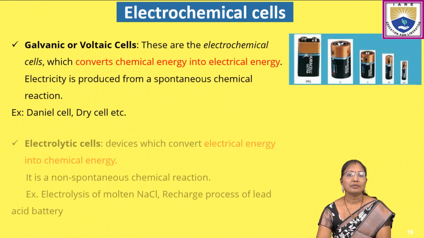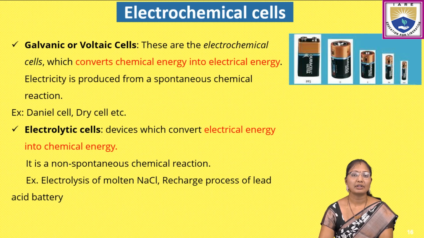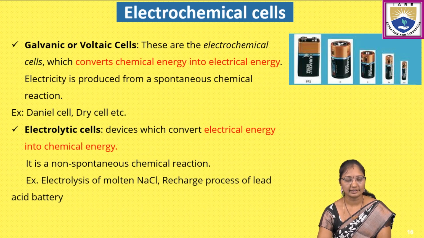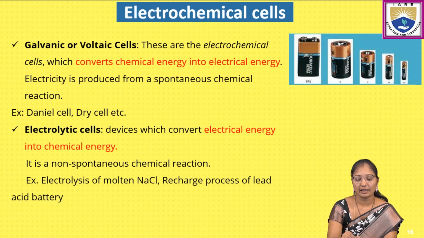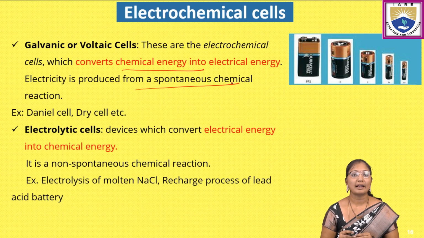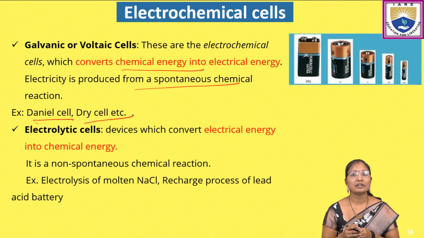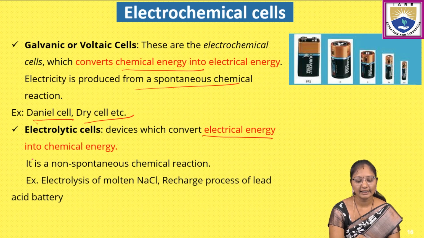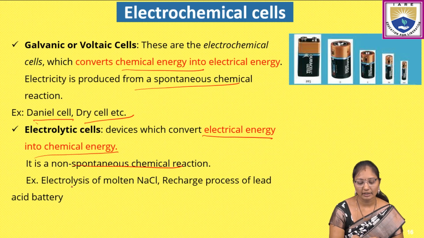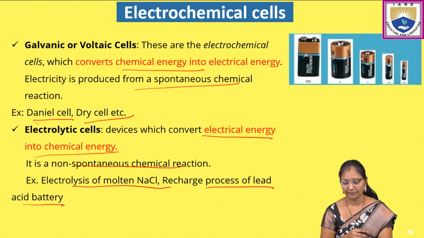So what are the galvanic and voltaic cells? As we saw in the first slide, there are two types of cells: galvanic or voltaic cells and electrolytic cells. In galvanic or voltaic cells, chemical energy is converted into electrical energy, produced from a spontaneous chemical reaction. Examples are the Daniell cell and dry cell. The electrolytic cells convert electrical energy into chemical energy, through a non-spontaneous chemical reaction. Examples are electrolysis of molten NaCl and the recharge process of lead acid batteries.